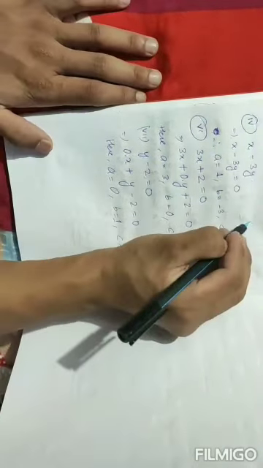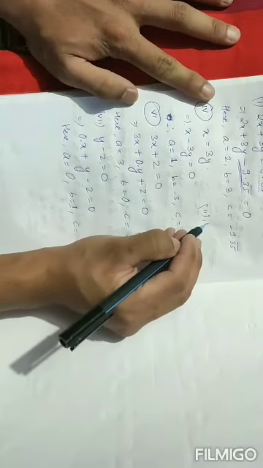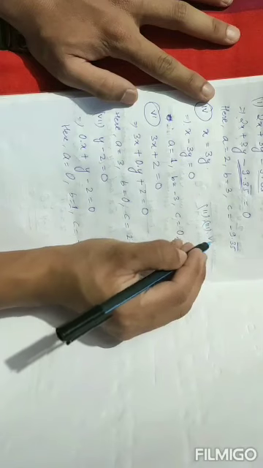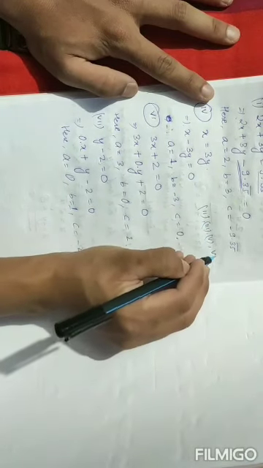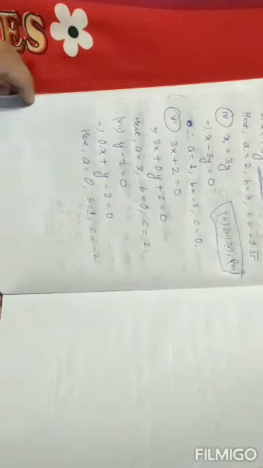Okay, so in similar way you can do number 2, number 3, number 5, and number 8 as your homework. Okay, so you have to express it in the form of ax plus by plus c equals to 0, and you have to write the values of a, b and c also.